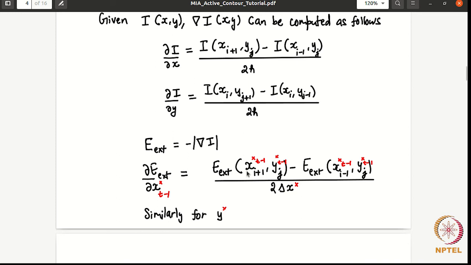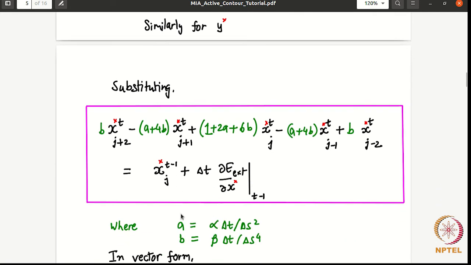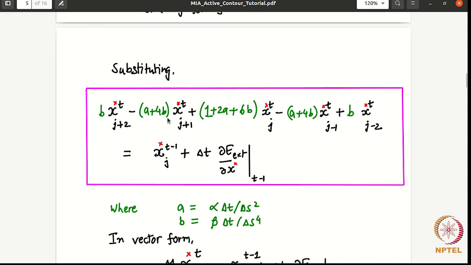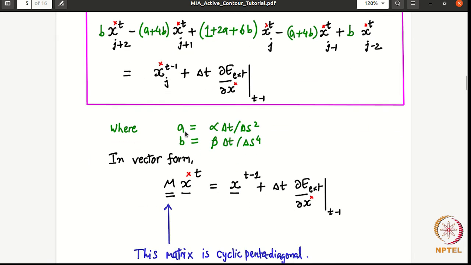So this is how we do it. This is central difference only. Similarly we do it for y. When we substitute these values, we get a pentadiagonal matrix structure with coefficients as shown here: b, a plus 4b, 1 plus 2a plus 6b, where a and b are alpha delta t by delta s square, and beta delta t by delta s to the power 4.